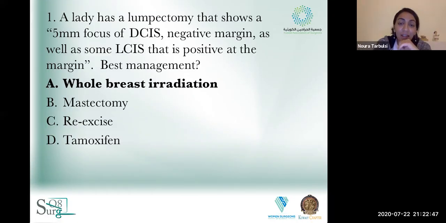Okay. A lady has a lumpectomy that shows a 5 millimeter focus of DCIS, negative margins, as well as some LCIS that is positive at the margin. What's the best management? Whole breast irradiation, mastectomy, re-excision, tamoxifen. The majority answered mastectomy. Okay, so I see the point why people would choose mastectomy, but it's not the right answer, unfortunately.